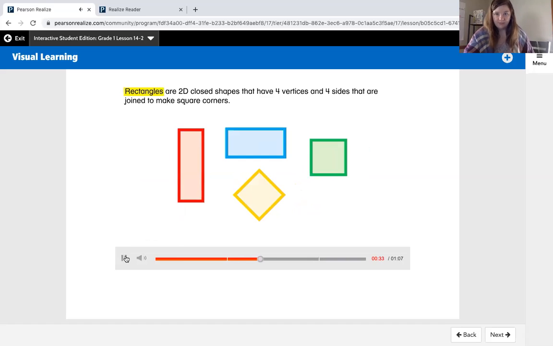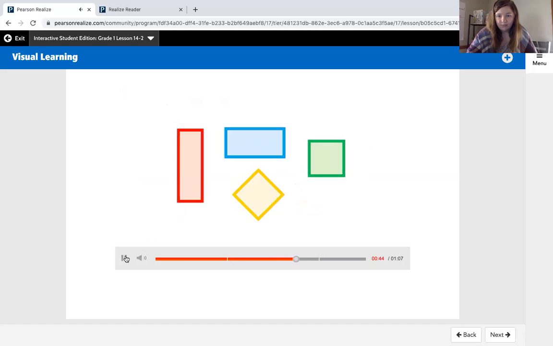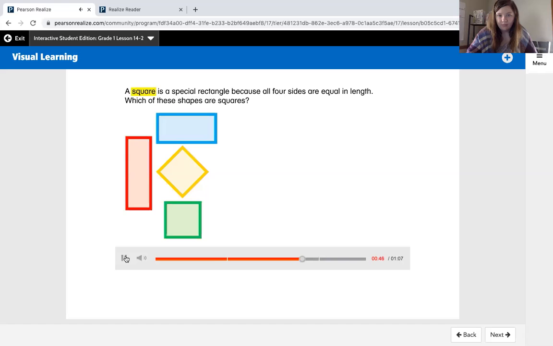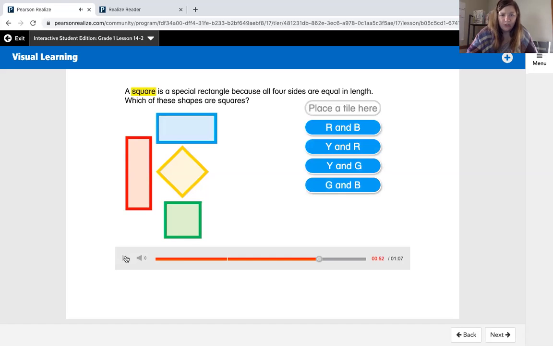Rectangles are two-dimensional closed shapes that have four vertices and four sides that are joined to make square corners. These shapes are rectangles. A square is a special rectangle because all four sides are equal in length. Which of these shapes are squares? Select your answer. So we are looking for which shapes are squares. And a square is a special rectangle because all four sides are equal in length.